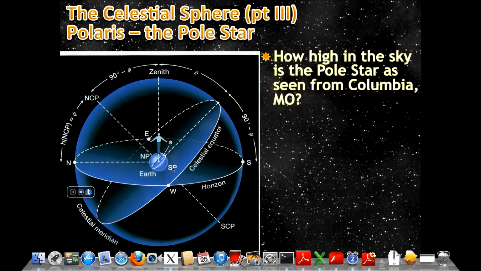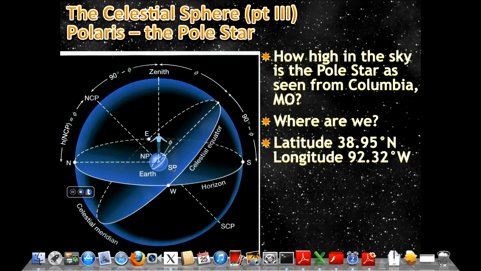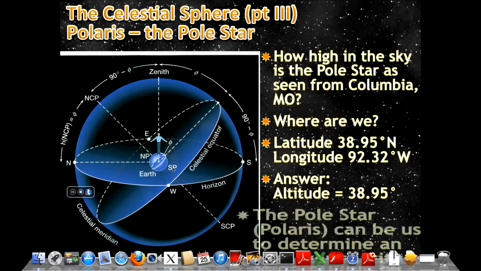So, how high in the sky would we have to look to find the pole star from Columbia, assuming we're already looking north? Well, we need to know where we are. So what is the location in terms of latitude and longitude? For Columbia, we're at about 39 degrees north and 92 degrees west. And so that means that you have to look up through about 39 degrees in order to find the pole star. I suggest you go and try it.